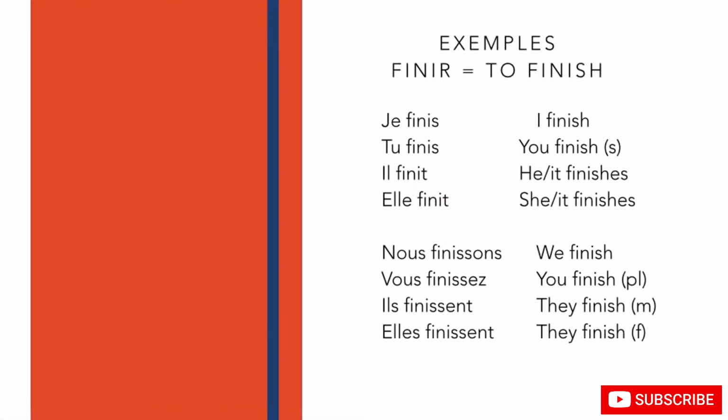So just a couple of examples. We have the verb finir, to finish. Je finis, tu finis, il finit, elle finit, nous finissons, vous finissez, ils finissent, elles finissent. So you'll notice that for the il and the elle with an S, you don't pronounce the E and T. You still don't pronounce it, but make sure that you emphasize on the is. Finissent. Whereas you would say je finis, tu finis, ils finissent, elles finissent.